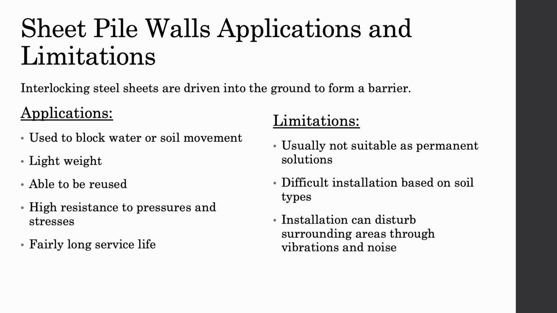Another method of containment is sheet pile walls, which are interlocking steel sheets that have been driven into the ground in order to form a barrier. Some applications of sheet pile walls are that they are used to block water or soil movement, especially near bodies of water. They are lightweight. They have the ability to be reused across various construction sites, have high resistance to pressures and stresses, and have a fairly long service life.